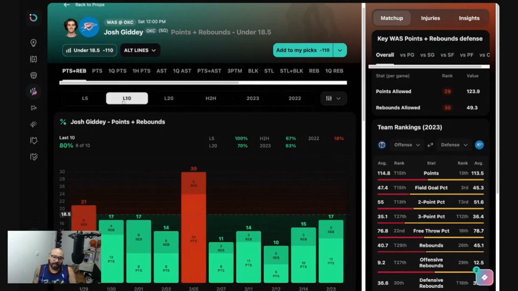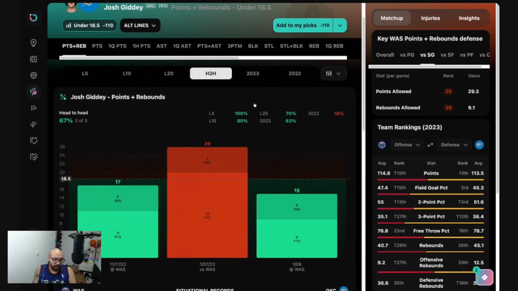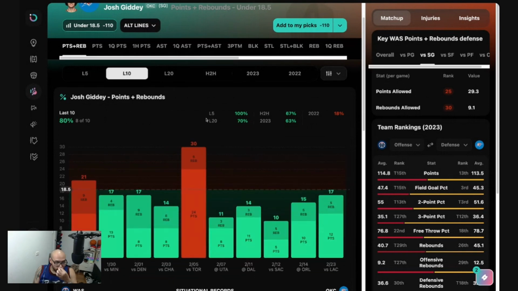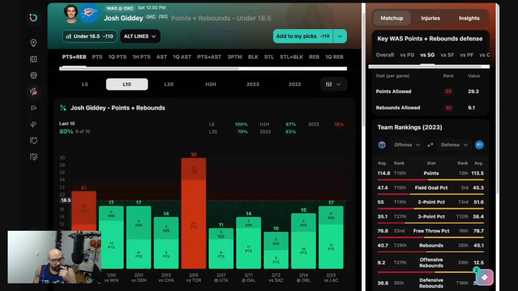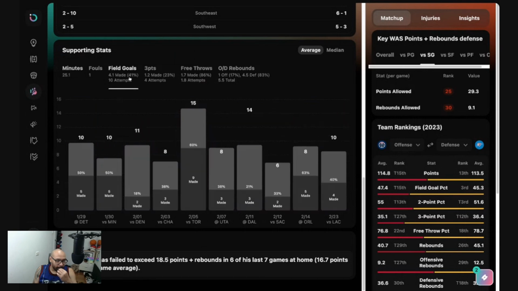The matchup, though, it's not great for this type of bet because the Wizards are terrible against shooting guards for points and rebounds. And in head-to-head matches, he has gone under in 2 out of his last 3 against the Washington Wizards. So for this one, I would definitely lean to the under because Josh Giddey's just not getting it done. He's obviously not getting the minutes. He's averaging 25 minutes a game. He's taking about 10 shots a game.